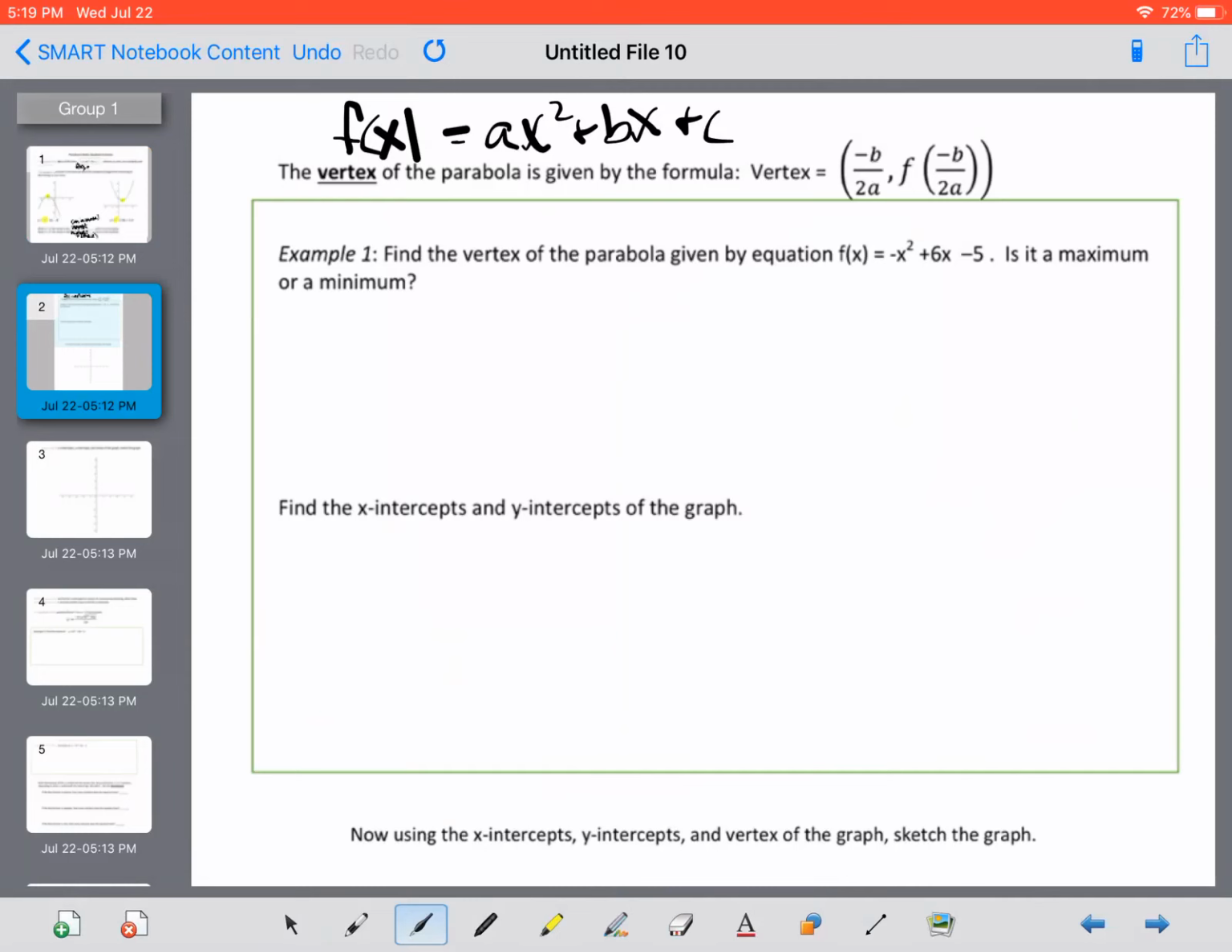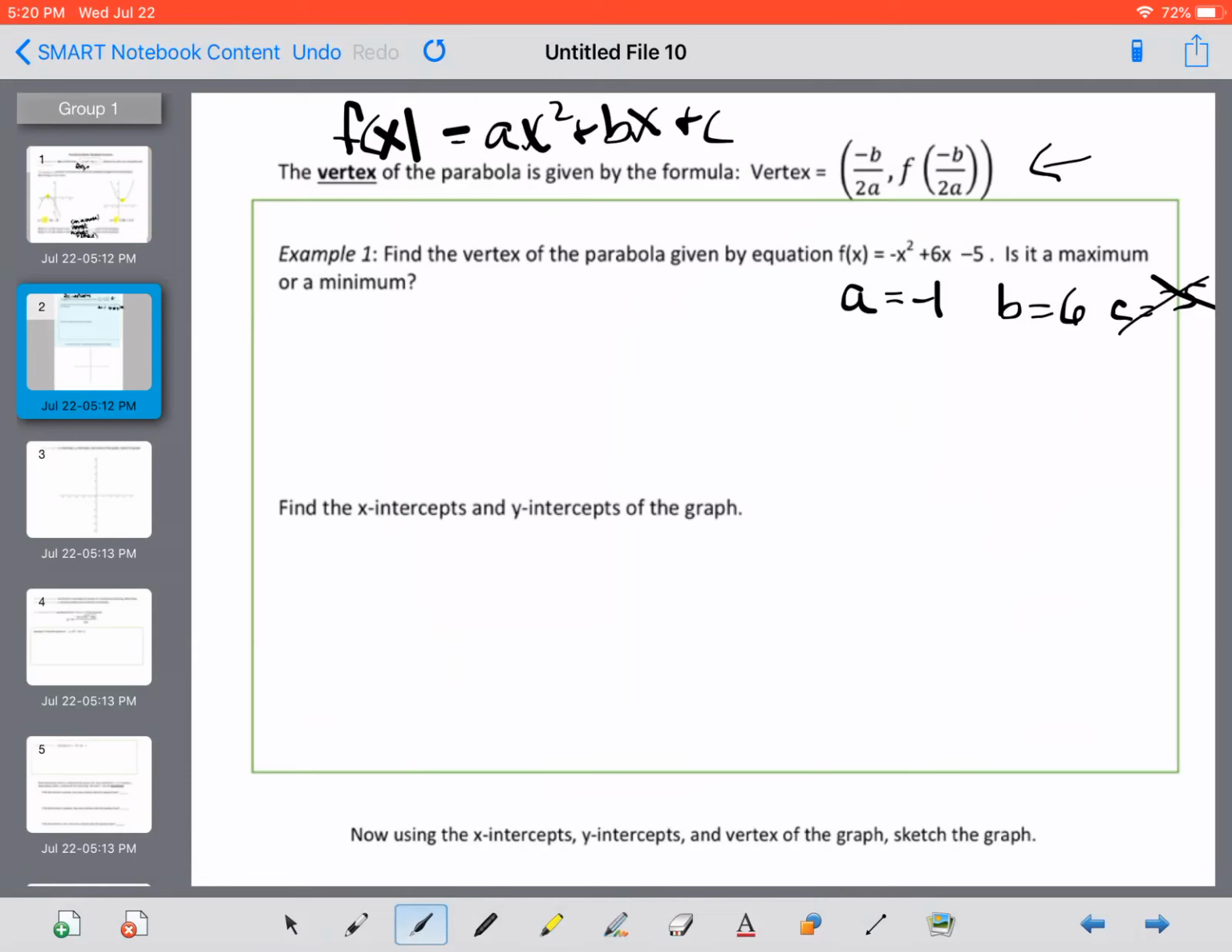If we wanted to find the vertex of the function f of x is equal to negative x squared plus 6x minus 5, well, first let's pick out our a, our b, and our c. So a is the coefficient on x squared. That's going to be negative 1 for us, just because we see a negative x squared there. B is the coefficient on the x term, that's a 6. And c is the constant, that's negative 5. We don't actually end up using c when we're trying to find the vertex, but it'll come in handy when we're trying to actually find the output.